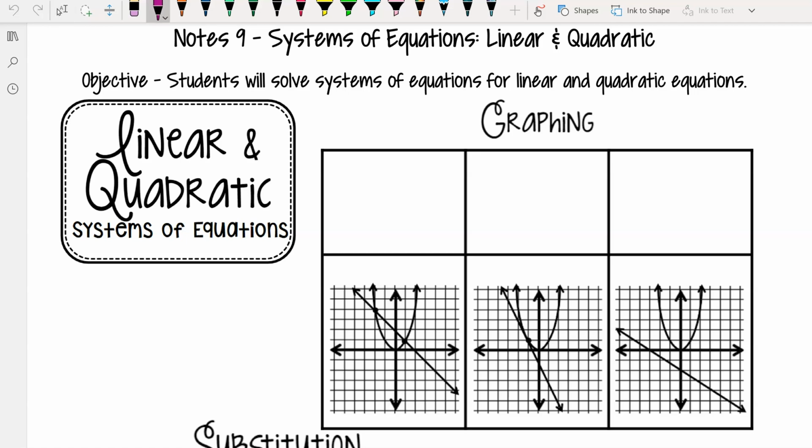Hey everyone. All right, so we're going to do Notes 9, systems of equations, and they're going to be linear and quadratic. So if you remember, linear is y equals mx plus b, and quadratic is some form of ax squared plus bx plus c. Whether it's factored or in vertex form, it's still quadratic.